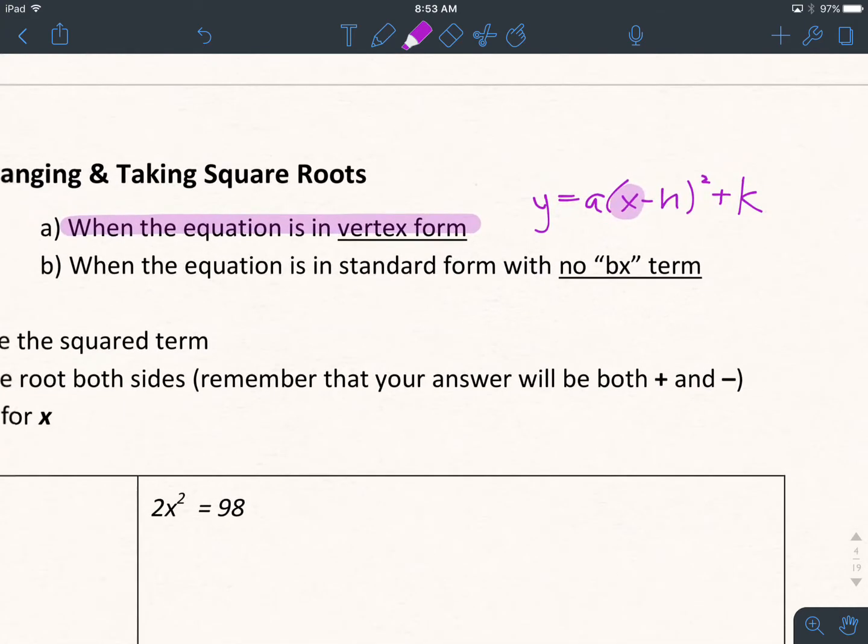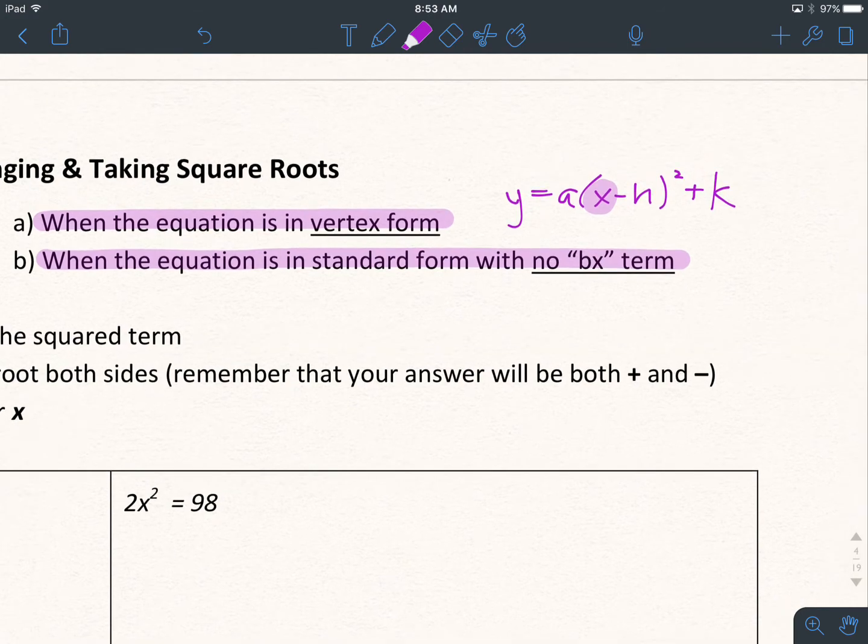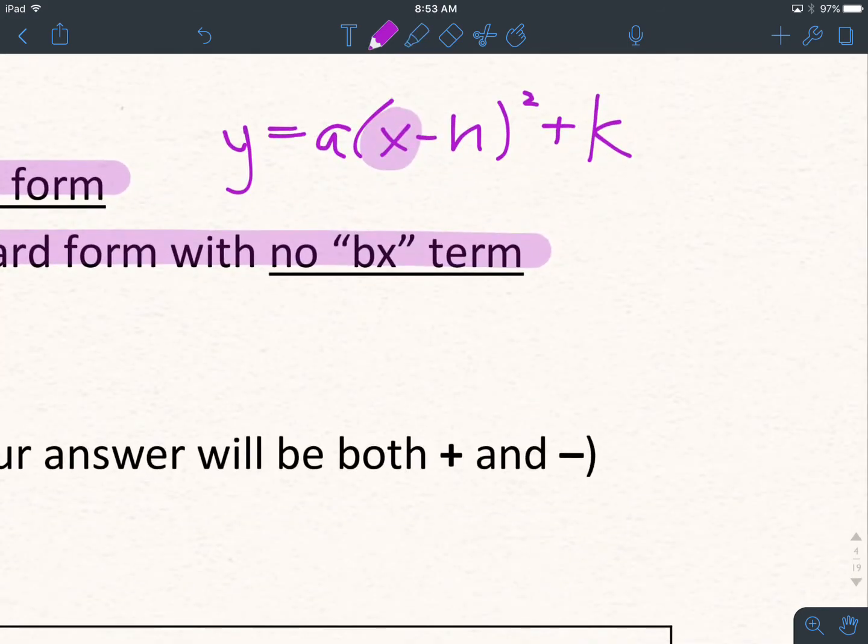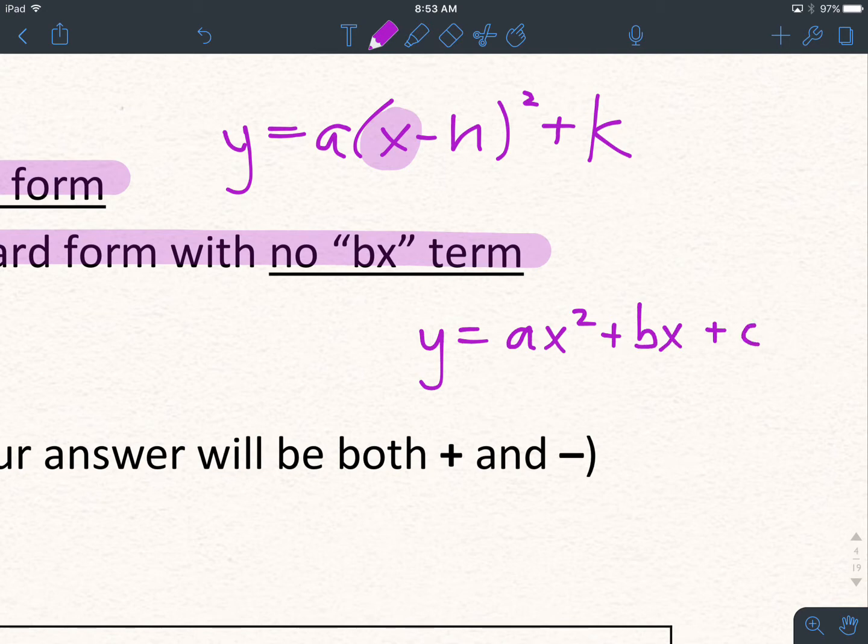The second is when the equation is in standard form with no bx term. If you can imagine, our standard form would look like this: y equals ax squared plus bx plus c. And we're saying imagine there's no bx term. So all of a sudden what you're left with is this nice little equation where, again, we have our variable that we're looking for, x, in only one location. So the takeaway from this is when your x is in only one spot in your quadratic equation, that's a suitable time to use rearranging and square rooting.